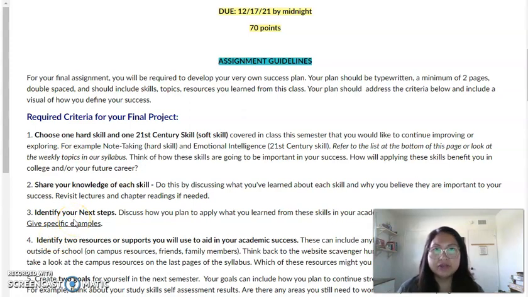The second part of the assignment is going to be a visual, meaning it could be a drawing, it can be, let's say, a video if you want to create that, an infographic, a mood board, and I'll show some examples of what visuals you might be able to submit. So let's dive into the details here.